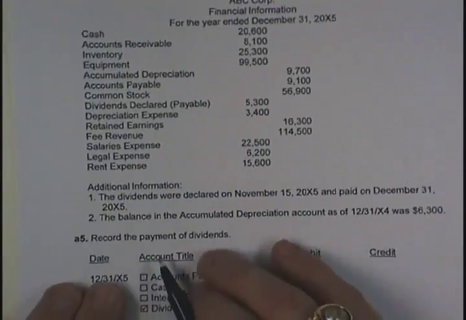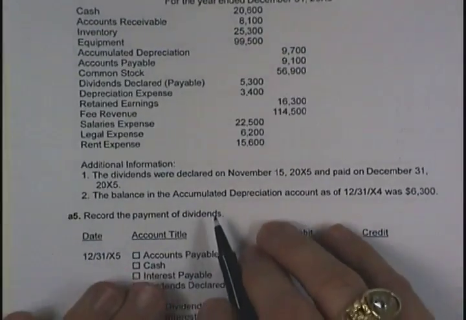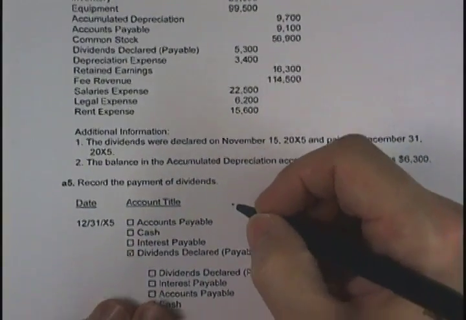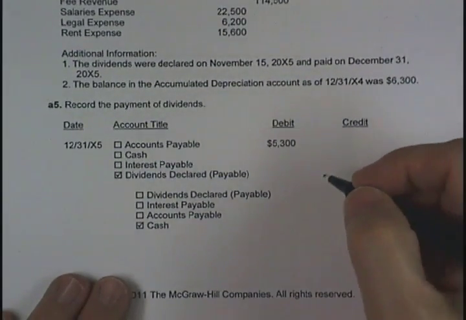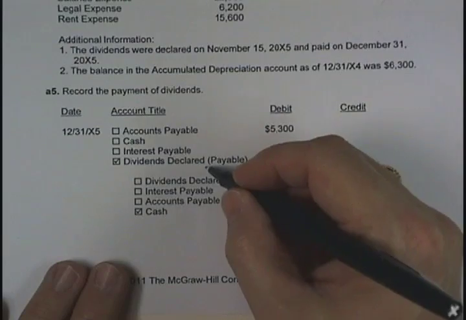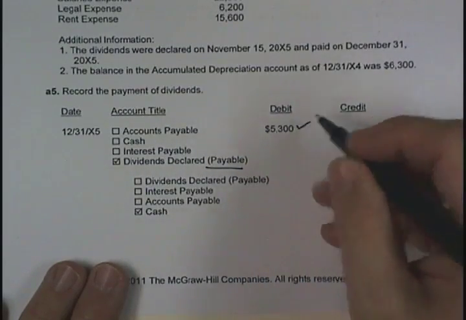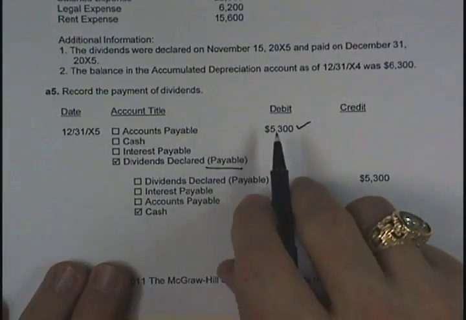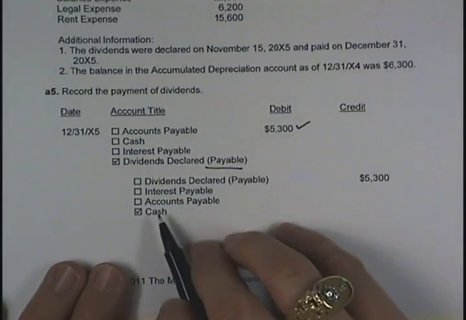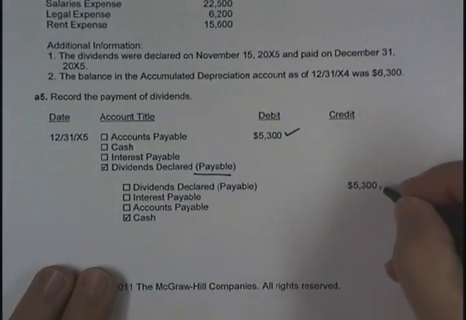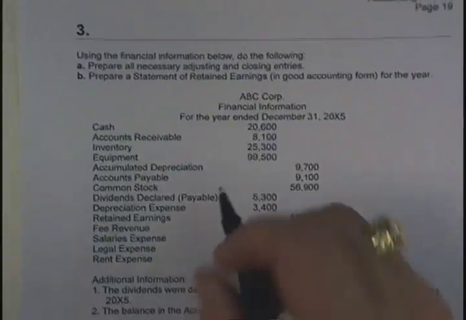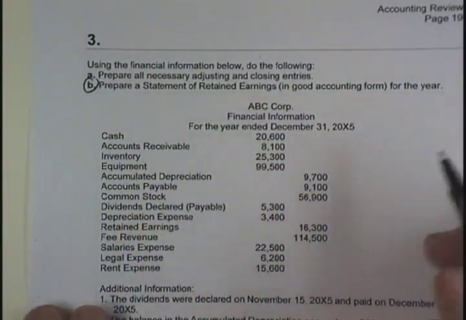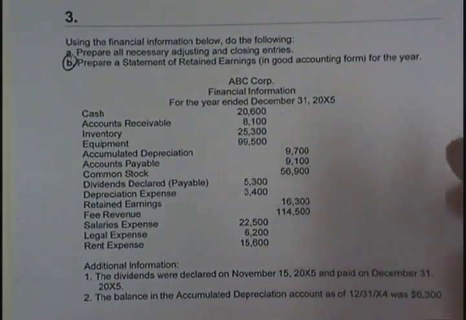In Part A5, we're going to record the payment of the dividends. Previously, we recorded the dividend payable as a liability. Now we just want to satisfy that liability. So we will debit the dividend payable, $5,300, to reduce that liability. And then, of course, we have to credit the cash, $5,300, to show that we are making the payment, which reduces our cash.